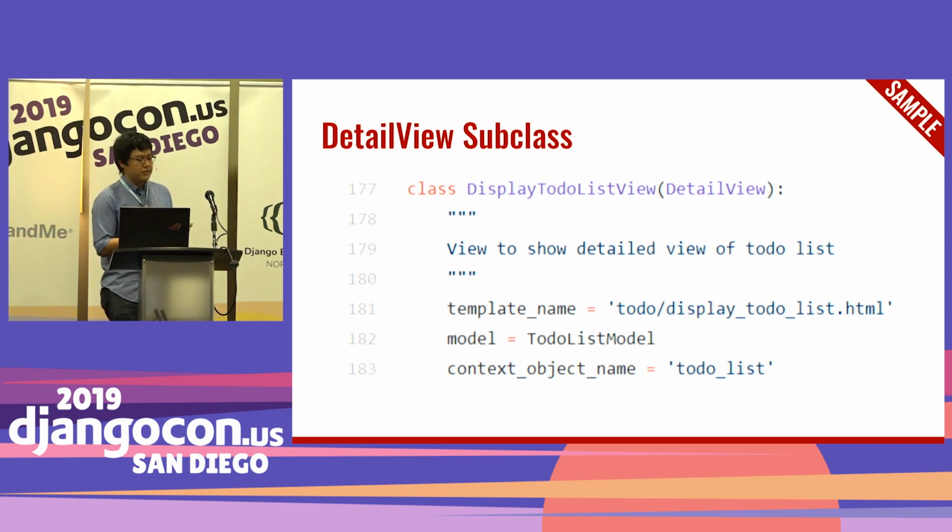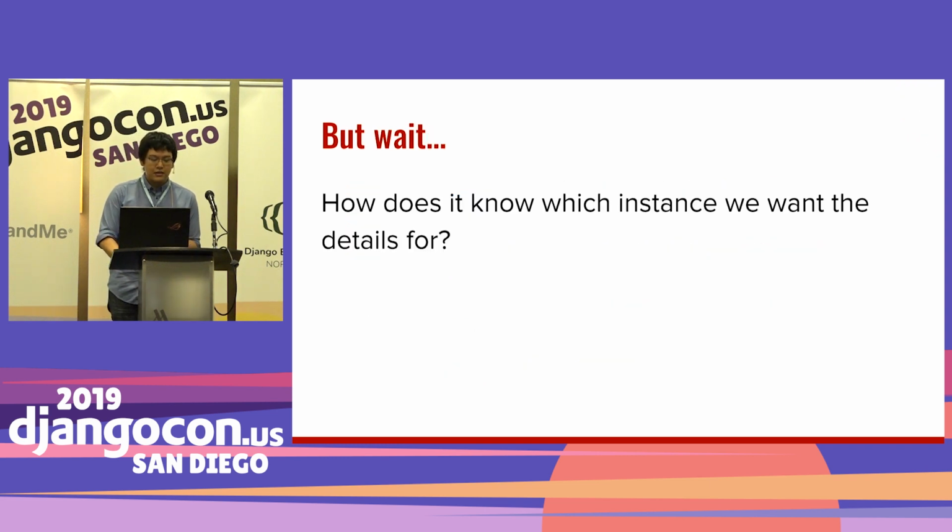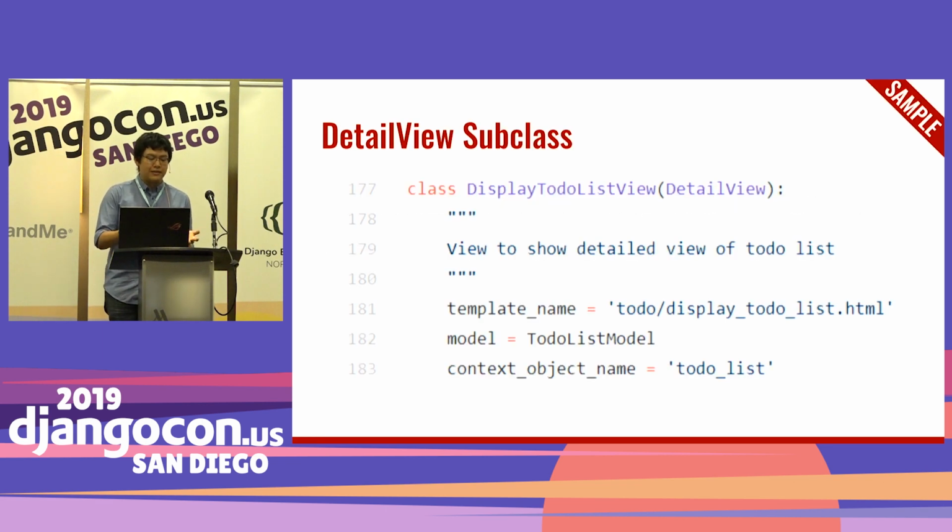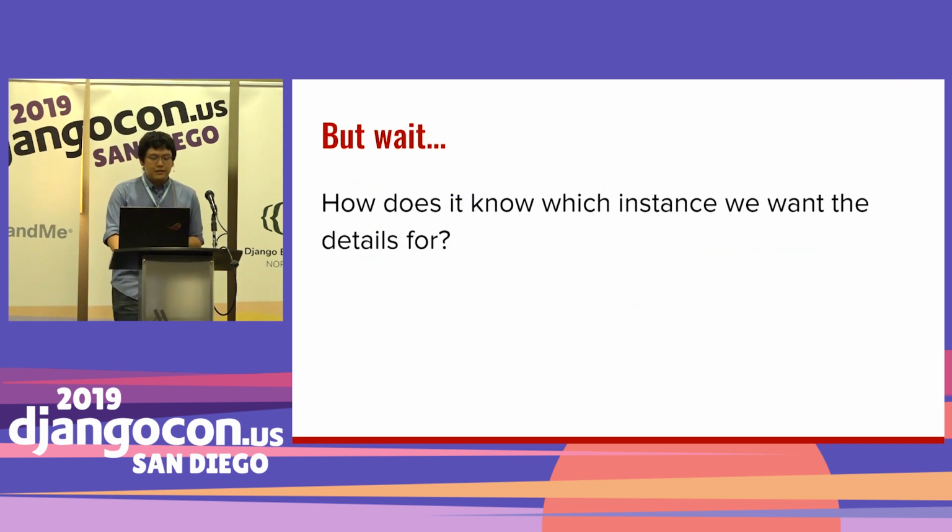So like I just said, this is going to be a to-do list. So it's up to you, though. You can just use object if you like that. But you might be wondering, hang on, how does it actually know what instance we want the details for? Because I didn't actually define anything here. I just said, hey, here's my detail view. Go figure it out and get something.